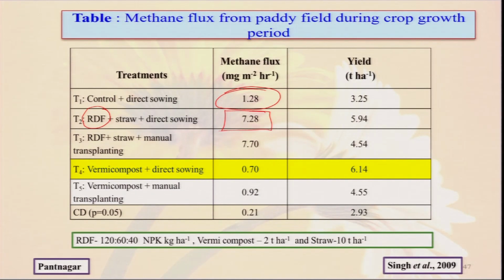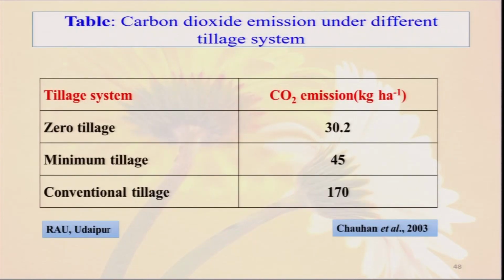But when we are using vermicompost, which is an organic manure, our methane emission rate is reduced. So organic farming always promotes less greenhouse gas emission into the atmosphere, whether with vermicompost or FYM. So we always have to take care of this in our climate smart agriculture for our future betterment.